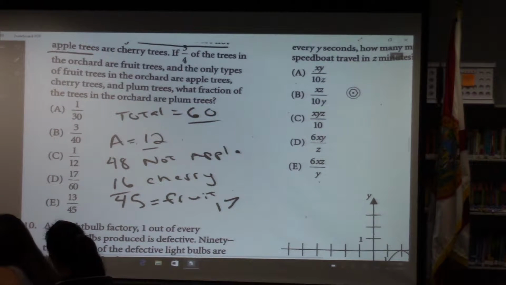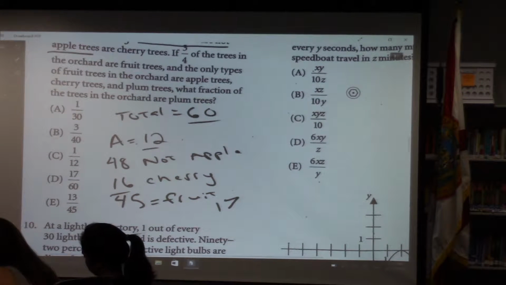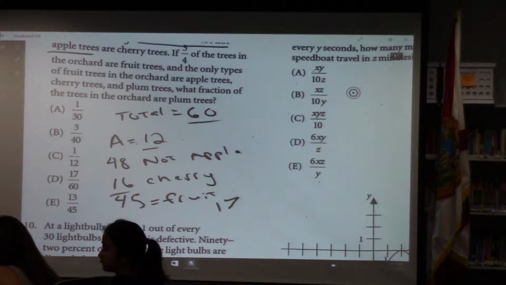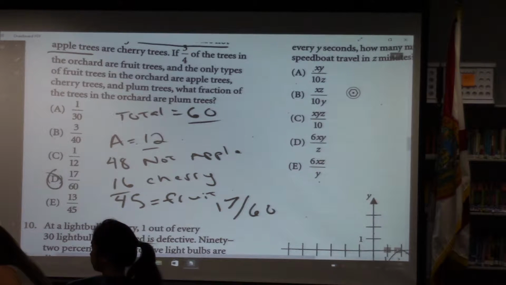So then the question is, what fraction of the trees in the orchard? Again, we have to make sure we're paying attention to what number we're taking as a fraction of. So we have 17 out of the 60 in the orchard. Any questions on that?